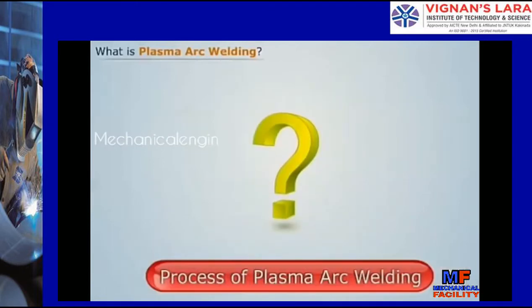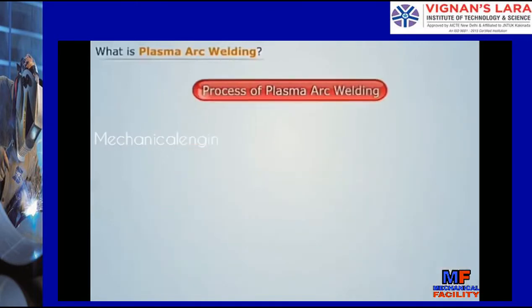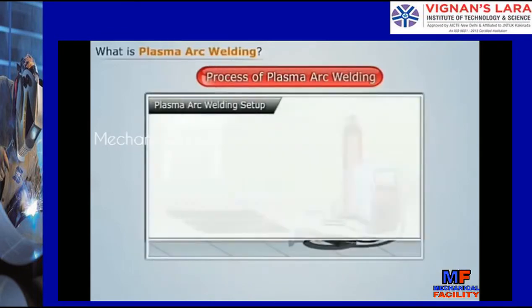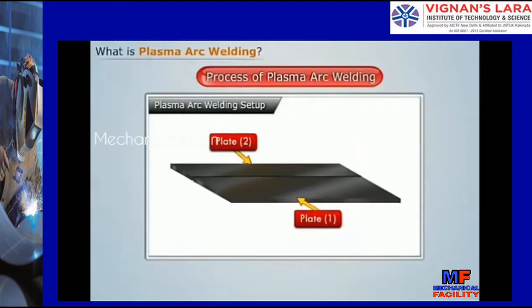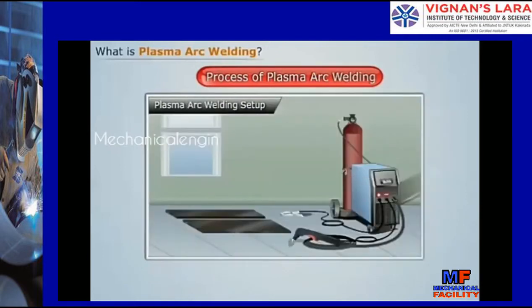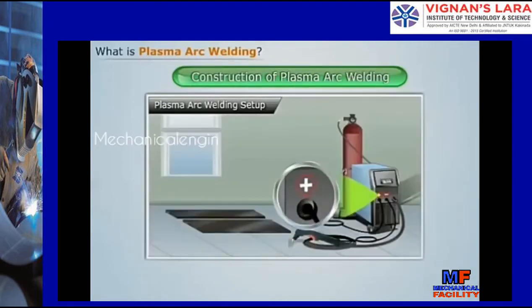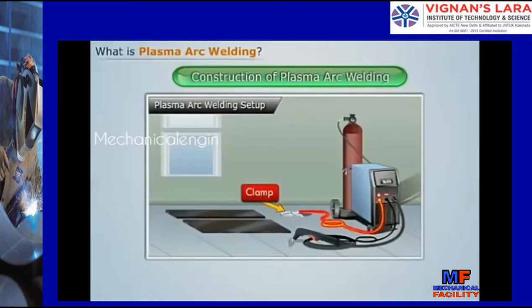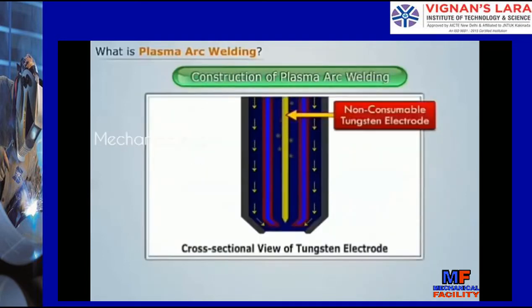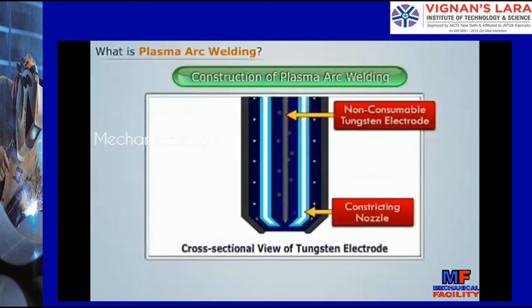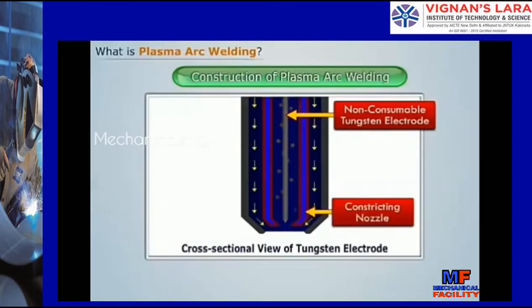To understand how the plasma arc welding process is carried out, let's join these two metal plates using the process. First, let's understand the construction of plasma arc welding. The welding setup consists of a DC generator whose positive terminal is connected to the clamp and the negative terminal is connected to the welding torch. The welding torch basically consists of a non-consumable tungsten electrode surrounded by a constricting nozzle, which is further surrounded by a shielding gas nozzle.